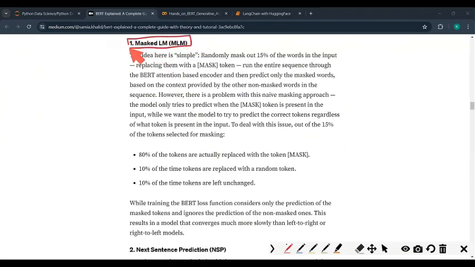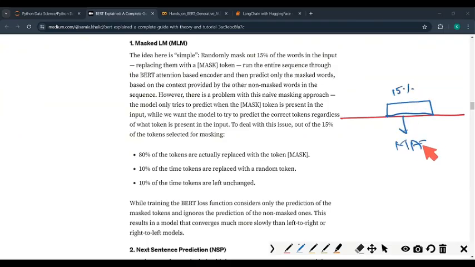In the masked LM, I gave you an idea about this just a few minutes ago, but let's understand in detail with an example. So BERT says that to understand the meaning of a statement, I will do these two things. And when I combine these two concepts together, then I can learn anything much better. How? Let's see. So the idea here is simple. Randomly mask out 15% of the words in the input, replacing them with the masked token. It is saying that whatever statement you are taking, randomly mask 15% of it. Mask means what? Hide it.